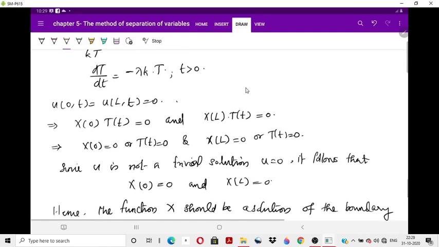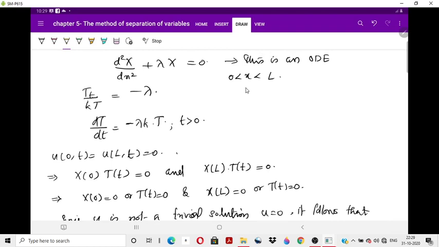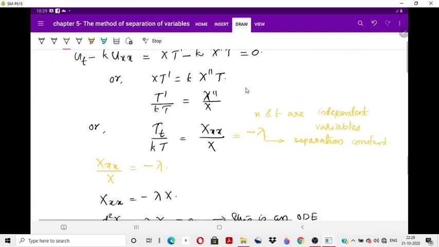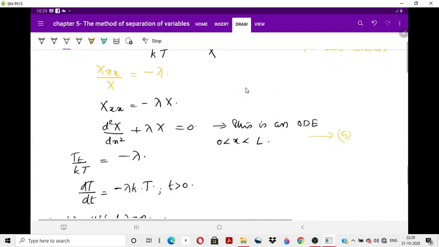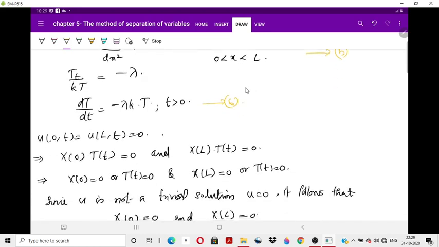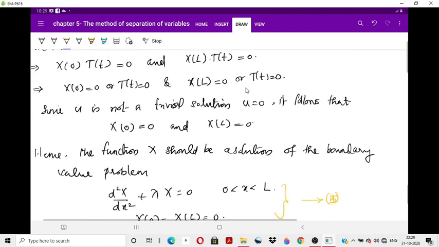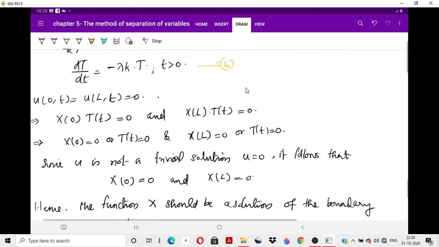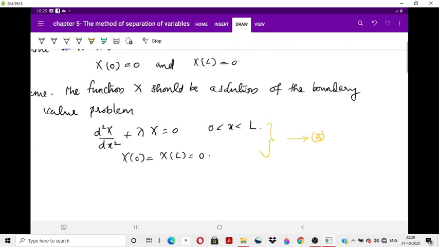Now we have made two ODEs. One is d square X by dx square plus lambda X equal to 0. Let this be equation number 5. And the other one is dT by dt equal to minus lambda K into capital T. Let this be 6. So equations 5 and 6 are the system of ODEs to which it is reduced. And then equation 5 with the boundary conditions, that is 7.